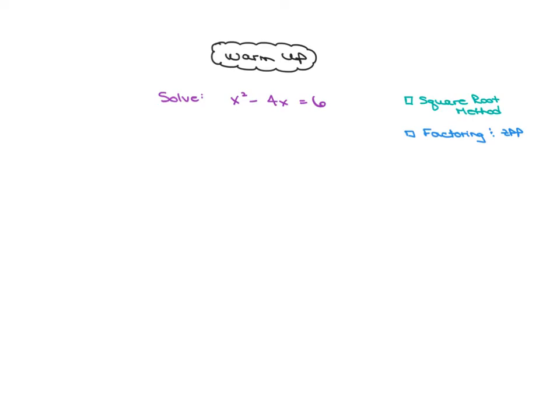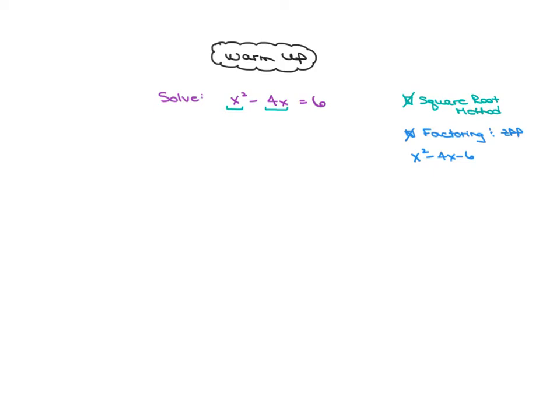Were you able to solve it? Did you try the square root method? Yeah, that's not going to work because our variable is both being squared and being raised to the first power. So the square root method is not going to work. Did you try to factor it and use the ZPP? Yeah, that's not going to work either because the quadratic x squared minus 4x minus 6 cannot be factored.